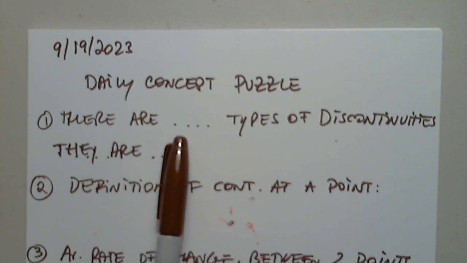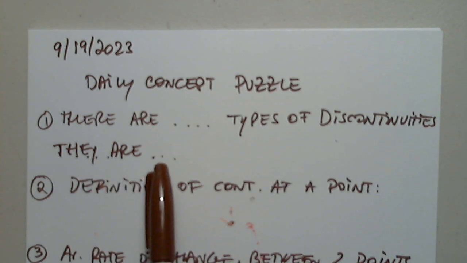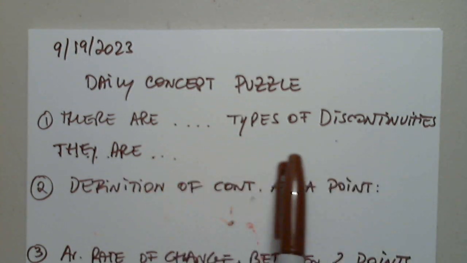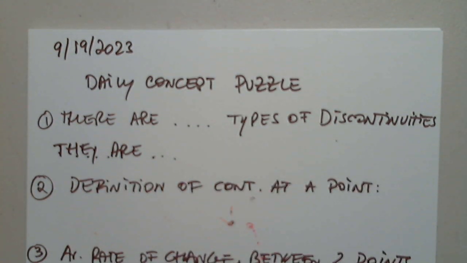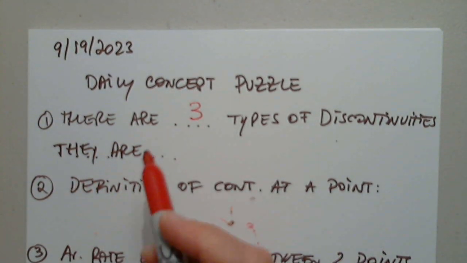There are types of discontinuities, and they are... Please contribute to the discussion even if you don't know. It's okay. So there are how many types of discontinuities? Yes? 3. Yes, of course. 3. Good. And what are they?